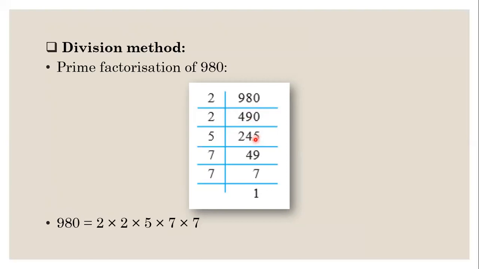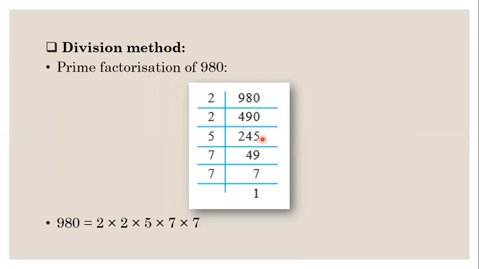Now, can we divide 245 by 2? No, because the unit digit is 5, which is not an even number, it is an odd number. So we cannot divide it by 2. We will check by the next prime number. After 2, the next prime number is 3. Can we divide this number by 3? For that, we have to check the sum of the digits. The sum of the digits is 2 plus 4 plus 5. 2 plus 4 is 6. 6 plus 5 is 11. 11 is not a multiple of 3. So we cannot divide this number by 3 also.